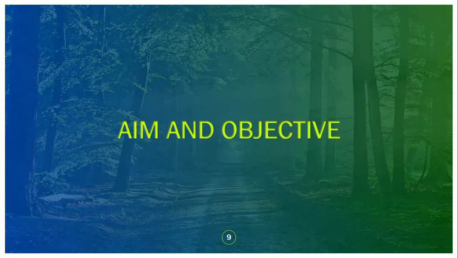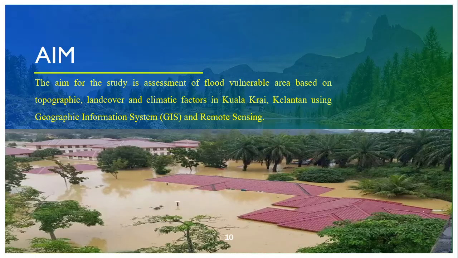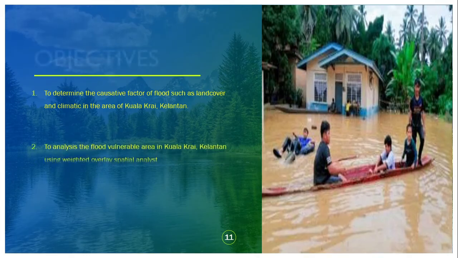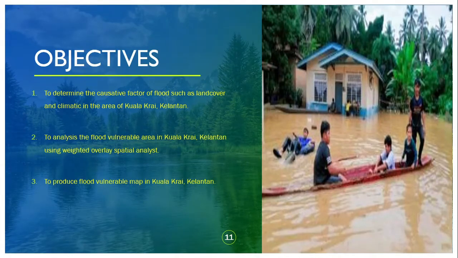Aim and objective. The aim of the study is an assessment of flood vulnerable areas based on topographic, land cover and climatic factors in Kuala Krai, Kelantan using Geographic Information System (GIS) and remote sensing. There are three objectives. The first one is to determine the causative factors of floods such as land cover and climate in the area of Kuala Krai, Kelantan. Second is to analyze the flood vulnerable area in Kuala Krai, Kelantan by using weighted overlay spatial analysis. Third is to produce a flood vulnerable map in Kuala Krai, Kelantan.